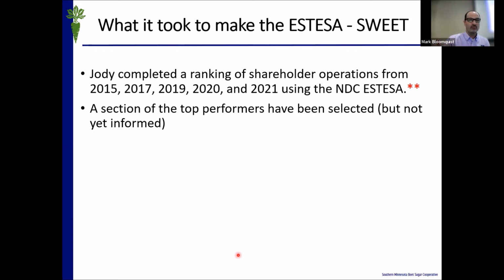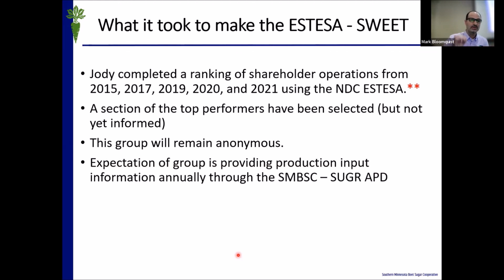A section of these top performers then have been selected. All right, they have not been informed yet because we still wanted to introduce the whole concept to everyone because it's a fairly new method of trying to determine this. But I honestly think about the only method that we'd have been able to delineate these high producers. This group is going to remain anonymous. They're going to know they did it, that they're in the group, but even other members of the group aren't going to know about this because of the importance of understanding that these folks are going to be trying to give us some information, because the expectation of this group is providing production input information annually through this Southern Minnesota Beet Sugar Agronomic Practice Database, the SUGR program.